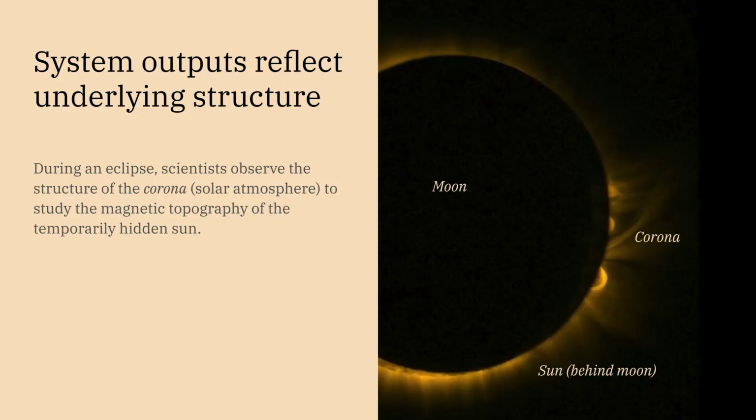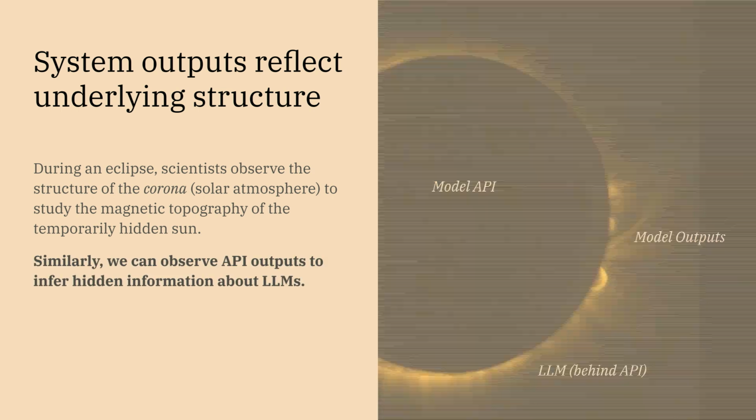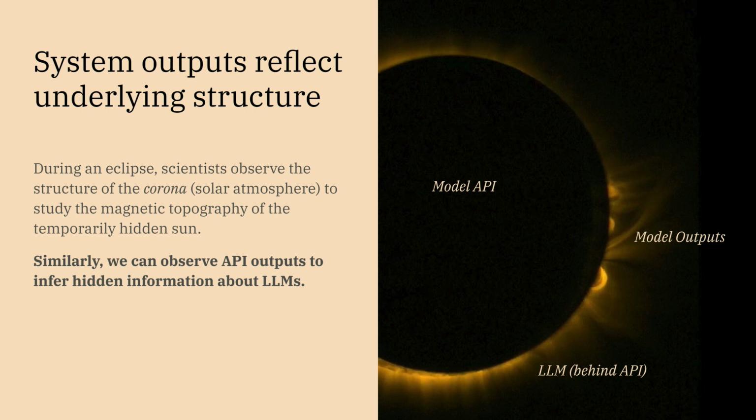When an eclipse happens, scientists observe the structure of the corona, which is the solar atmosphere, to study the internal properties of the temporarily hidden sun, because when the sun is fully out, it's just too bright. You can basically observe nothing of the internals. I think this is a very nice analogy to what is going on right now with closed-source models which are accessible by APIs.